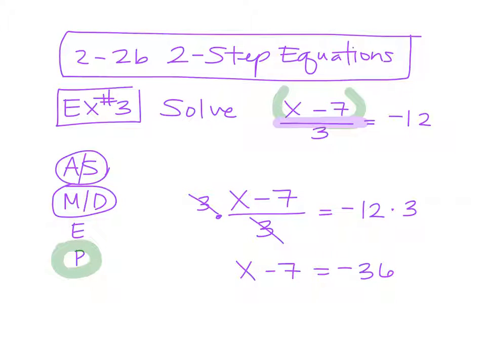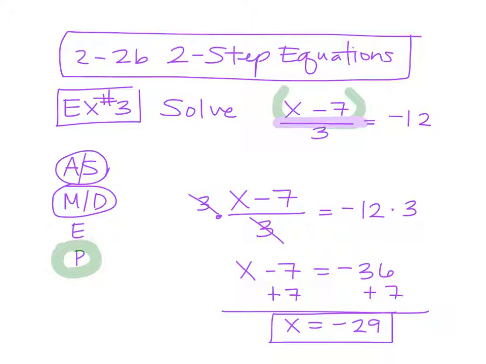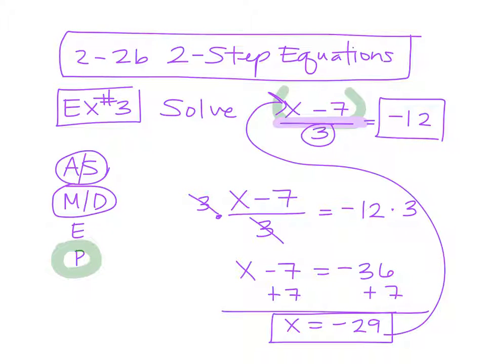Now what do you do? The addition? Now you do the addition. So plus 7 and plus 7. So we get x equals negative 29. Okay? And again, if we plug that in, negative 29 minus 7 is negative 36. Negative 36 divided by 3 is negative 12. So that negative 29 checks out.